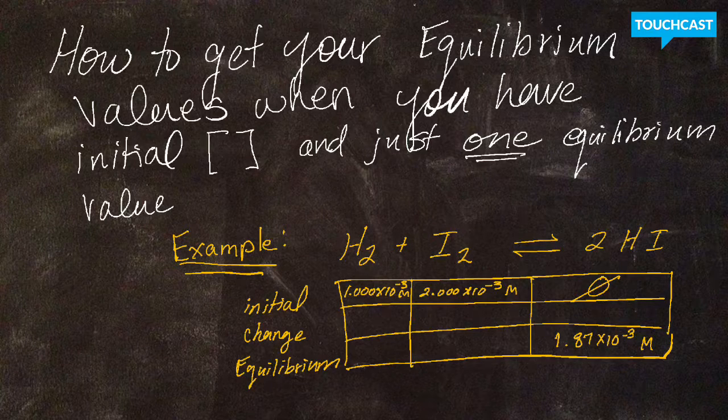Now, I want you to notice that the change in the middle has not been completely filled in. But you do realize that when you started the reaction, none of the product existed. Therefore, there had to have been a positive change of 1.87 times 10 to the -3 molar.